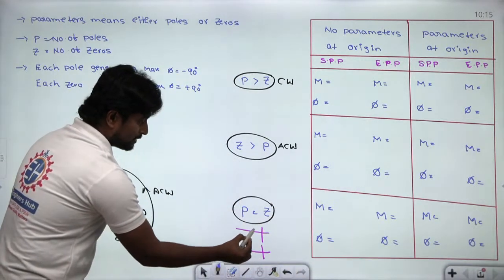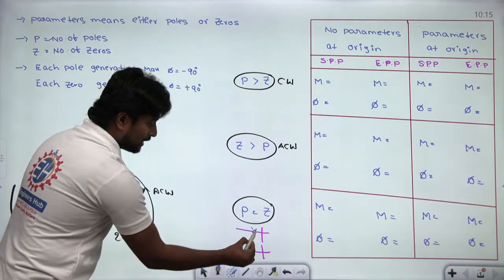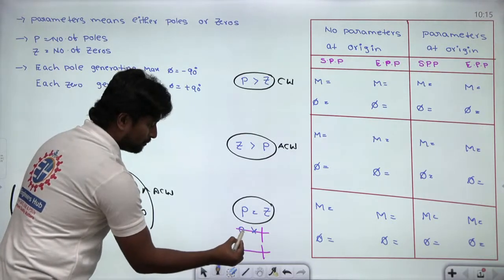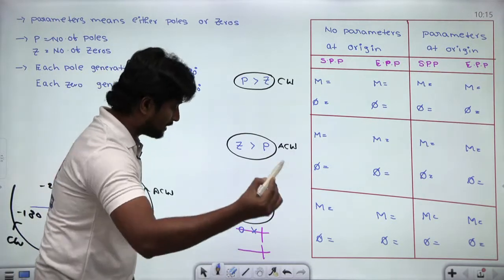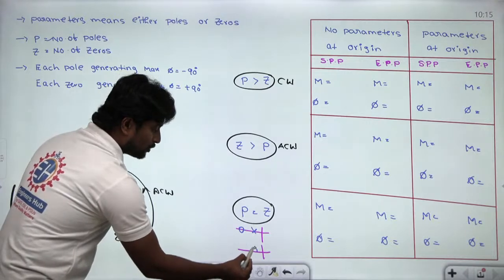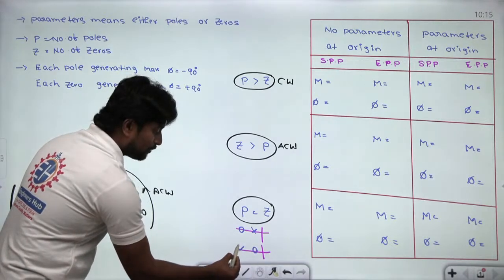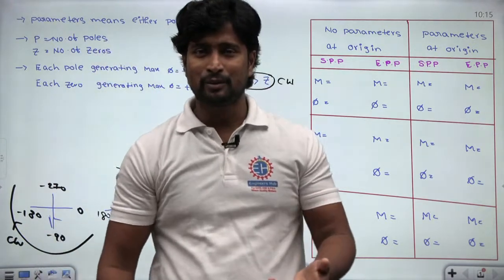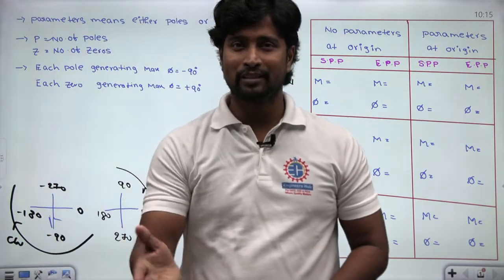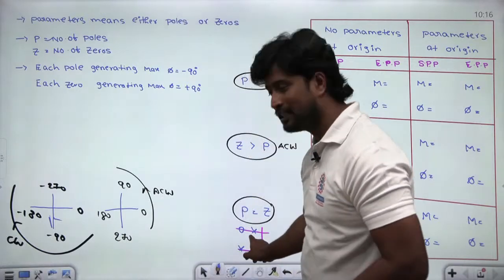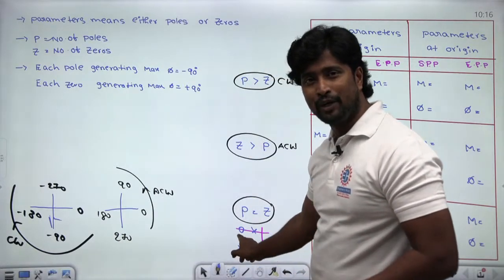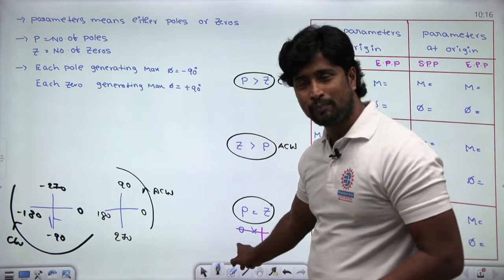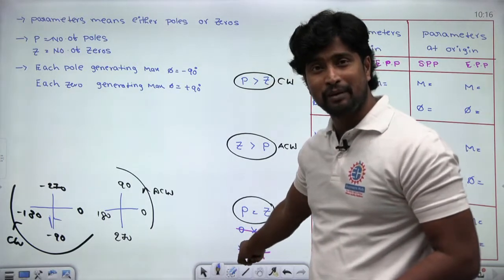See, in one case, the pole is nearer to the imaginary axis and the zero is far from the imaginary axis. In another case, the zero is nearer to the imaginary axis and the pole is far from the imaginary axis. Simple example: s plus 10 by s plus 1. Pole is where? Minus 1. Zero is where? Minus 10. So that means this case, right? s plus 10 by s plus 1.